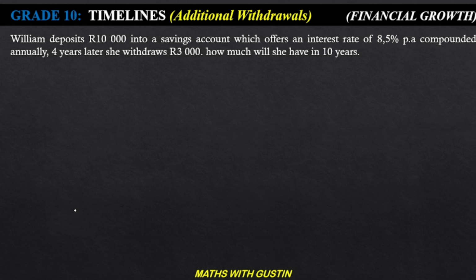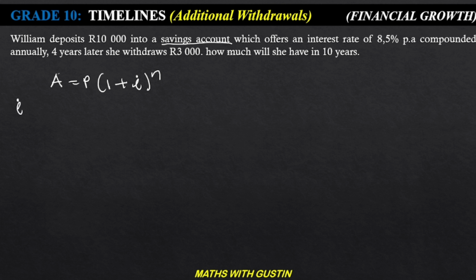It says that William deposited 10,000 into a savings account. Immediately when they say saving, you know exactly what they are referring to: the compound formula. They want us to use the compound formula, which offers an interest rate of 8.5% per annum compounded annually.